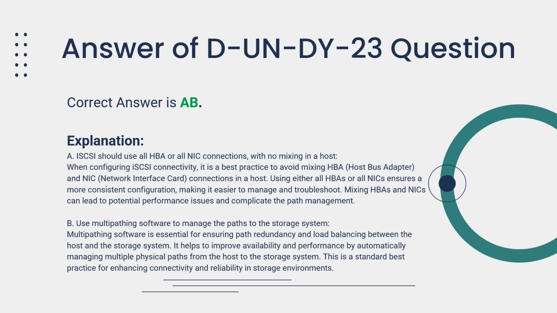B. Use multipathing software to manage the paths to the storage system. Multipathing software is essential for ensuring path redundancy and load balancing between the host and the storage system. It helps to improve availability and performance by automatically managing multiple physical paths from the host to the storage system. This is a standard best practice for enhancing connectivity and reliability in storage environments.